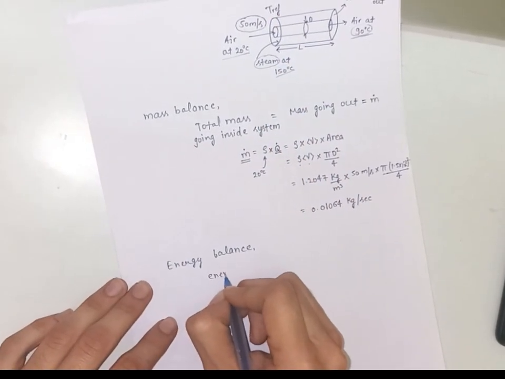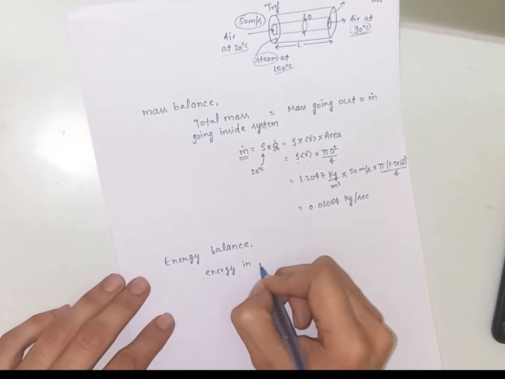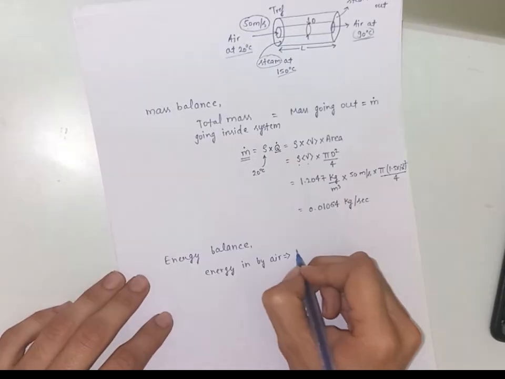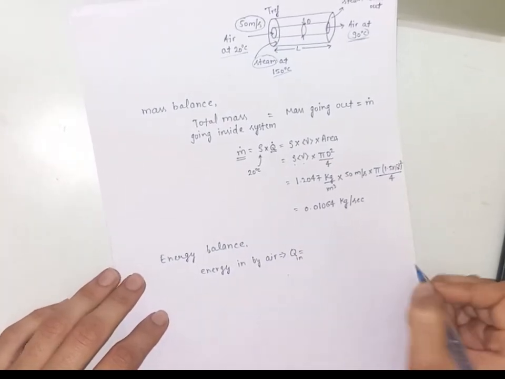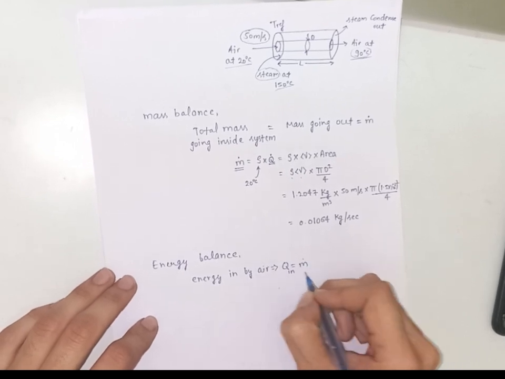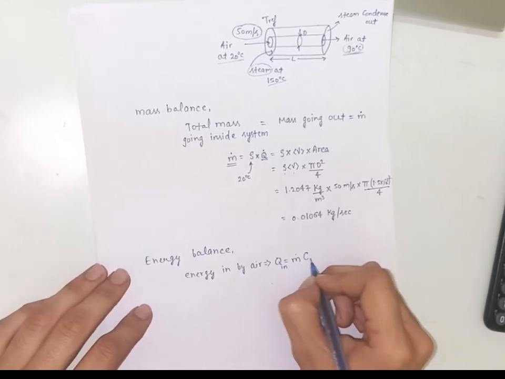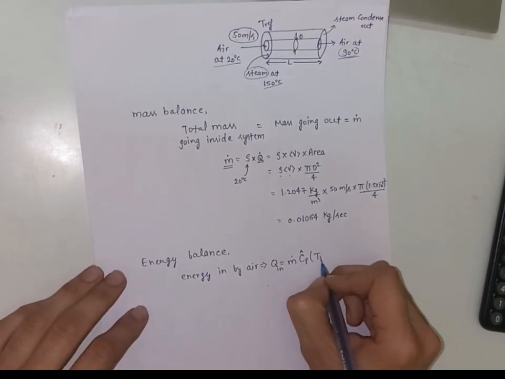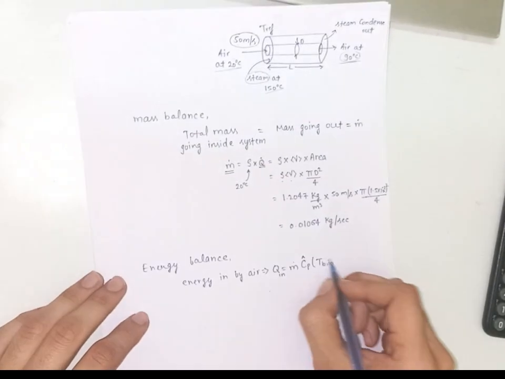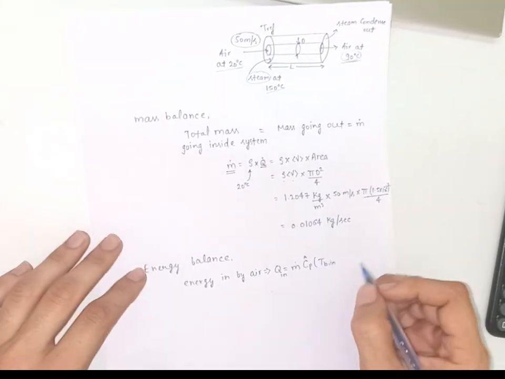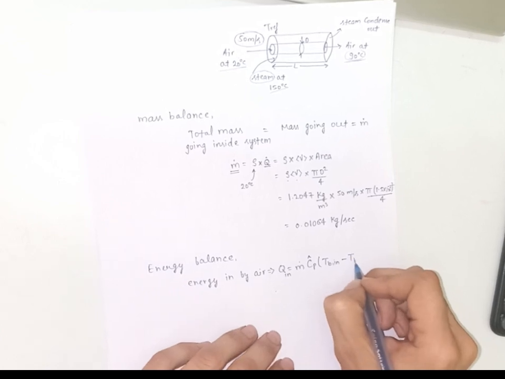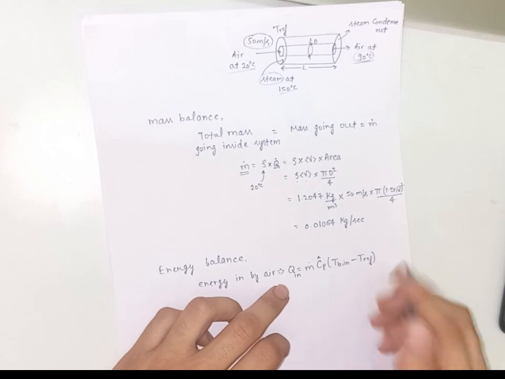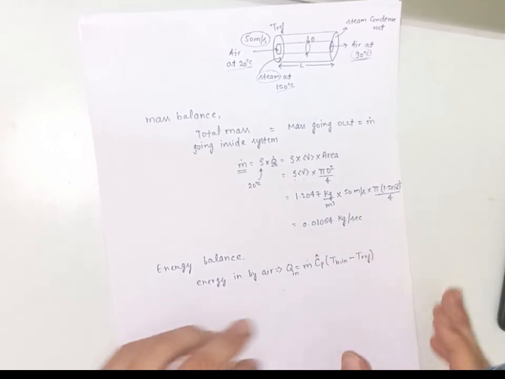So energy in by air is equal to Q in, which is equal to the mass flow rate of the air in kg per second, times the heat capacity of the air, times the temperature T_B in, the temperature of the air, which is 20 degrees Celsius already given, minus this T reference temperature, because we are representing this energy with respect to some reference temperature. So this is a reference temperature for the calculation purpose.